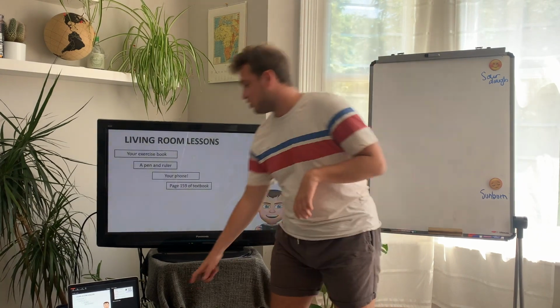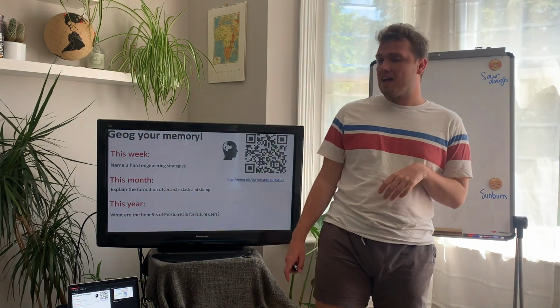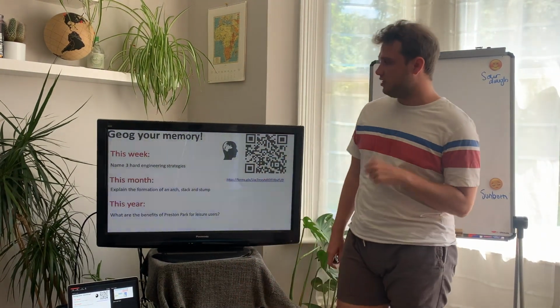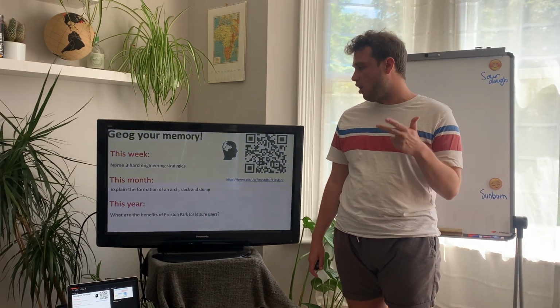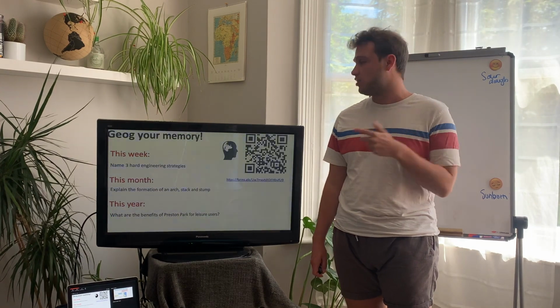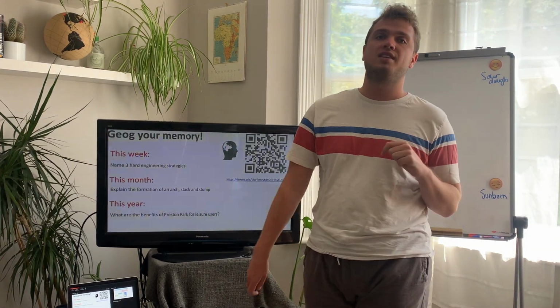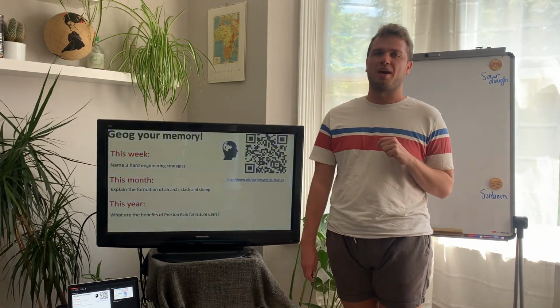So, as normal, here's your memory quiz. Three quick questions. Name 3 hard engineering strategies. Explain the formation of an arch, stack and stump. And what are the benefits of Preston Park for leisure users? So scan the QR code and go and have a go at these 3 quick questions so we can see how you're all doing.